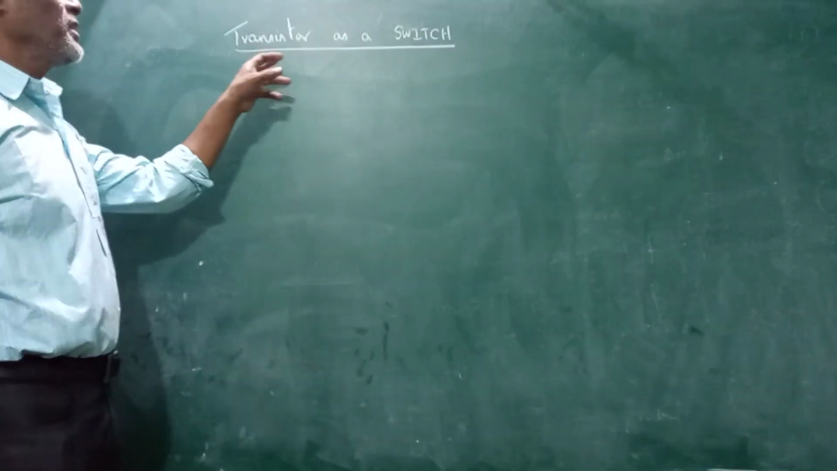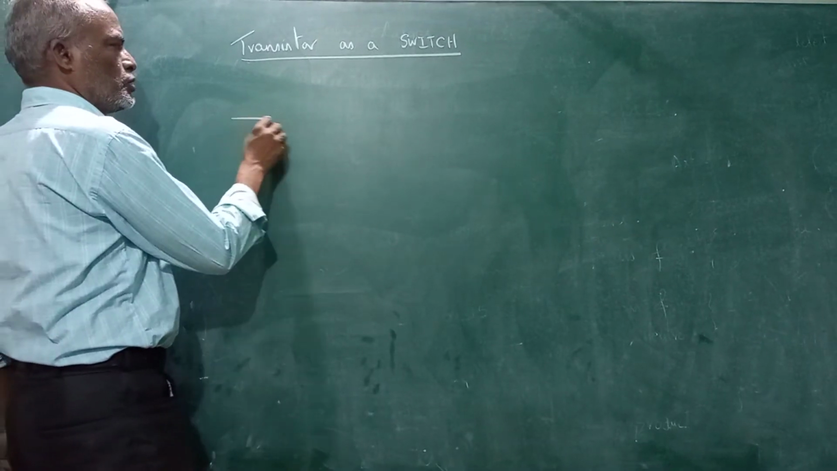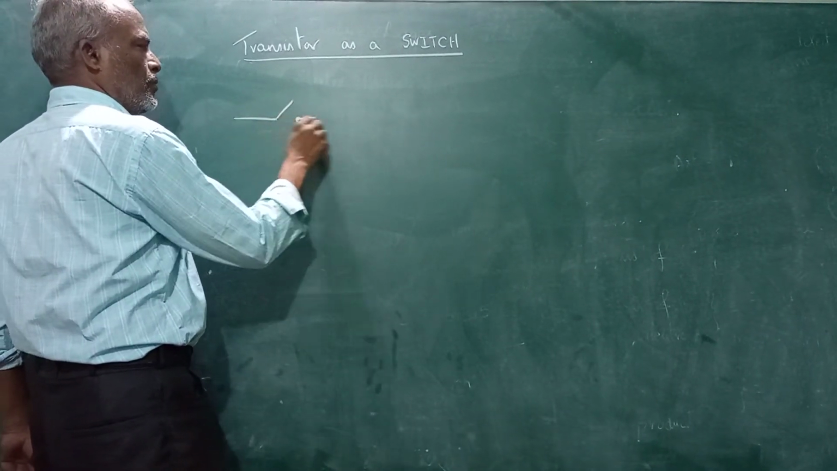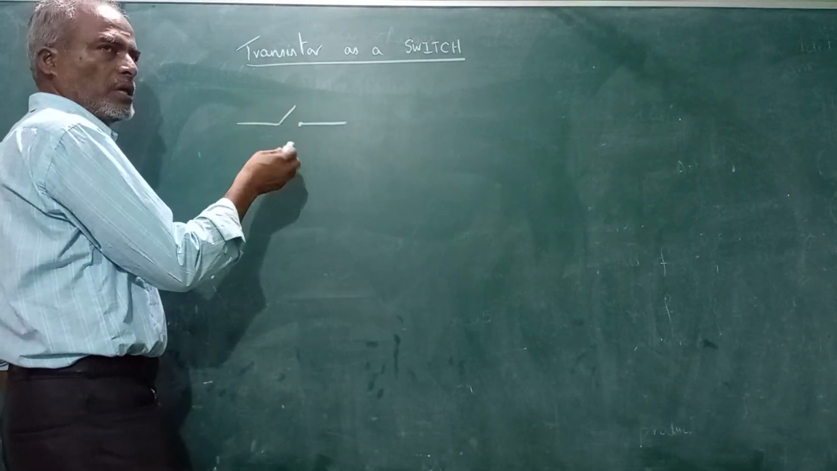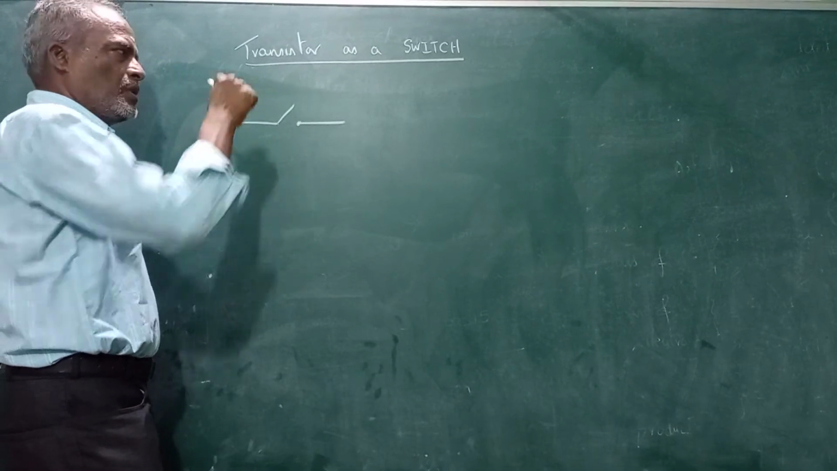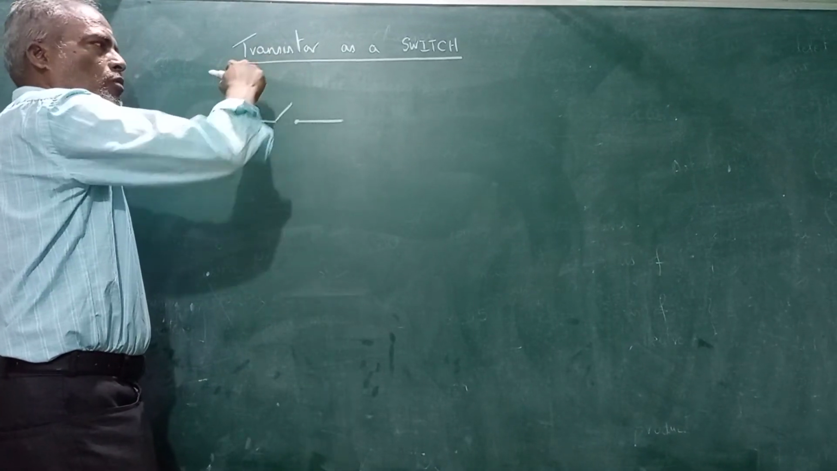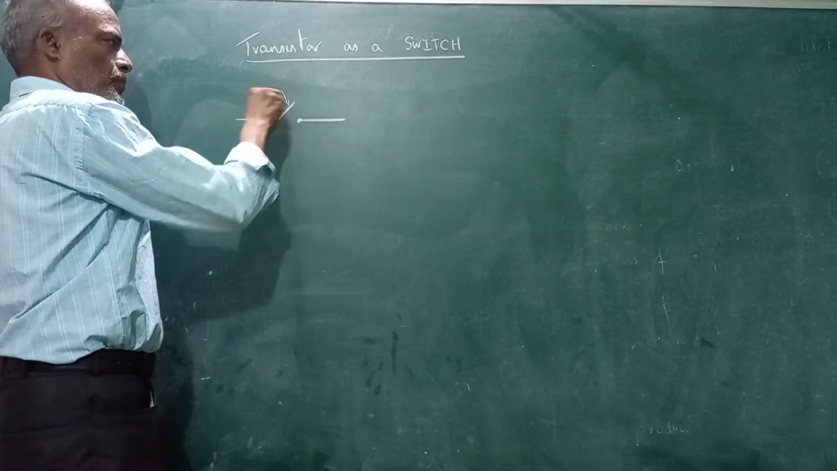So today we are going to deal with the transistor as a switch. Generally, this is a switch, and we close and open the switch by using our finger. So we make it close and open. That means this is the control signal that we are giving here.